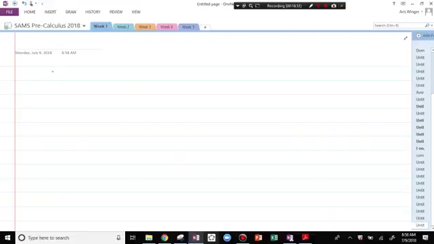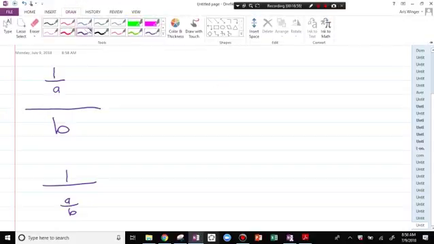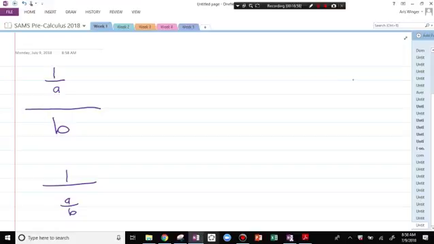So this is what's bad about complex fractions. I got 1 over a over b, and I've got 1 over a over b. Let me write it over here: I've got 1 over ab, and I've got b over a. Okay, so I've got 4 things here. I need to match them up.